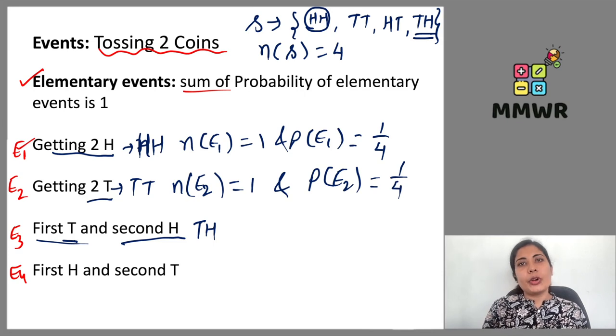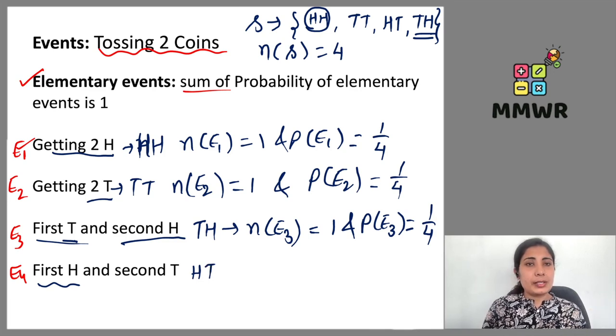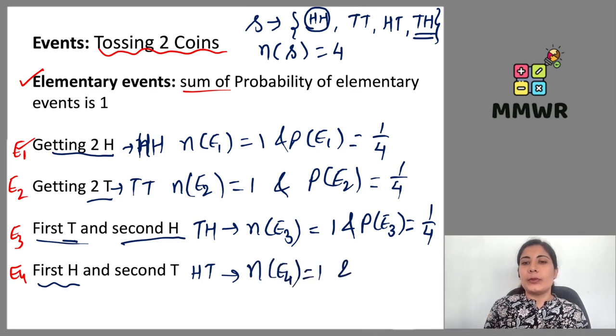So tail head combination we want. That means it happens only in one case for event 3. So probability for event 3 is also going to be 1/4. Similarly, first should be the head one. First coin should give us the head result and the second coin should give us the tail result. So number of favorable outcomes for event 4 is 1 again, and probability for event 4 is 1/4.